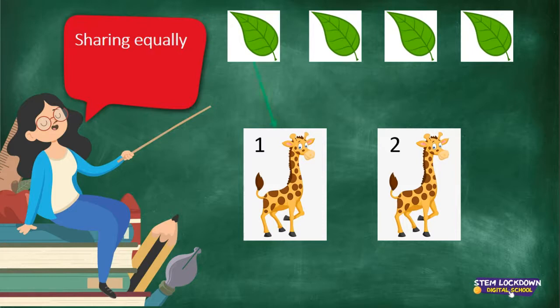So one leaf for giraffe number one. One leaf for giraffe number two. You're going to draw a line from the leaf to the giraffe, just like it shows you on the screen. Then another leaf for giraffe number one, and another leaf for giraffe number two.